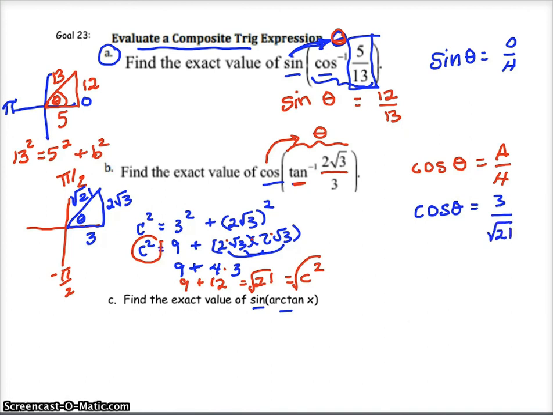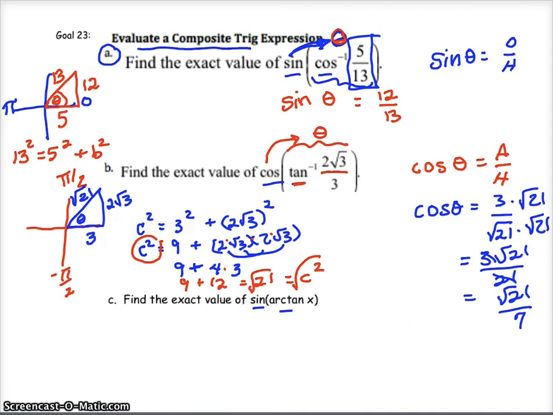If you'd like to rationalize, you may. We would multiply numerator and denominator by the square root of 21. And that gives us 3 root 21 over 21, which will reduce. It will not reduce to 3 root 21. It will reduce to square root of 21 over 7.